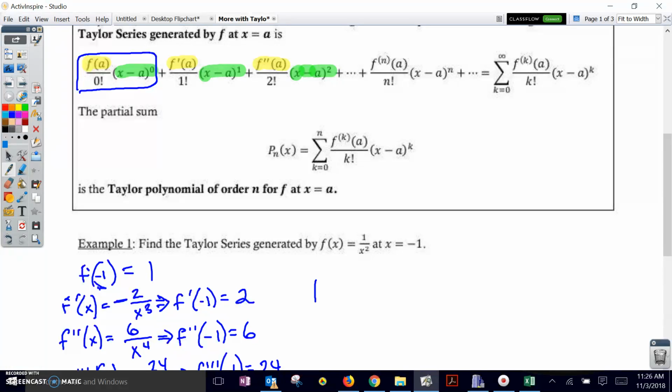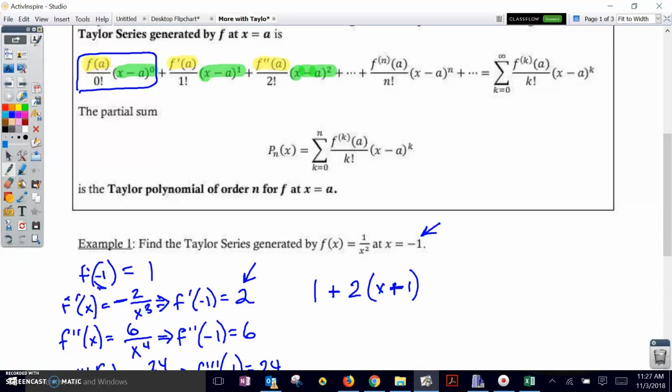My second term is going to be f prime of a, which is 2, divided by 1 factorial, so that's 2, times the quantity x minus a to the first. And this negative 1 is our a value, so that's just going to be x minus negative 1, or x plus 1 to the first power. That's the second term of my Taylor series.